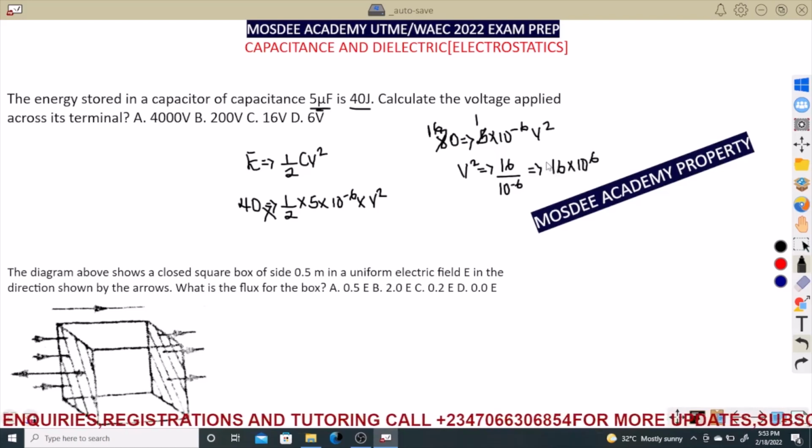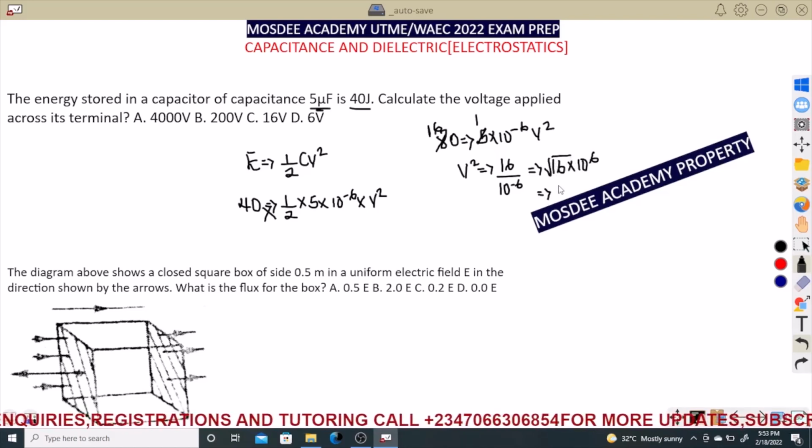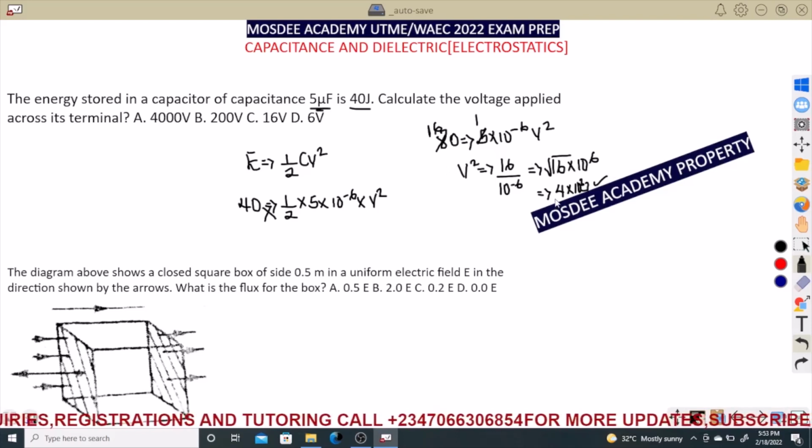So V will now be the square root of all this. Square root of 16 is 4. Square root of 10 raised to the power 6 is 10 raised to the power 3. I hope you understand. If you don't understand, use your scientific calculator for UTME, and WAEC students can use your normal WAEC calculator to get the answer. 4 times 10 to the power 3, which is simply 4,000 volts. We are calculating voltage, and that is the answer.